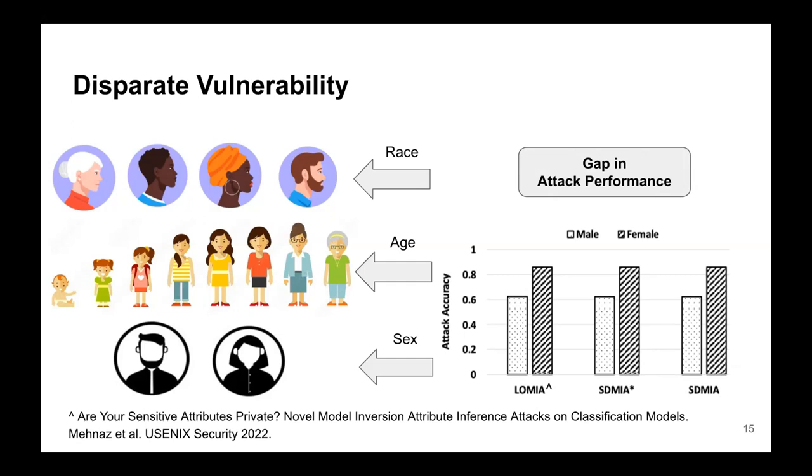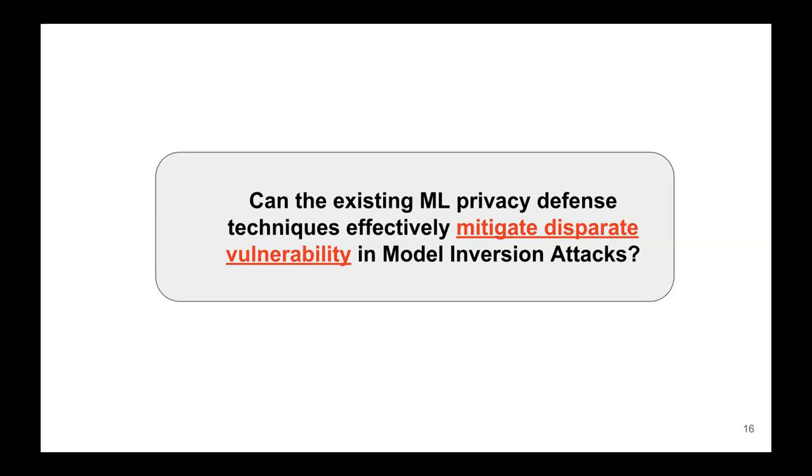We explore it in depth, and we observe that the existing model inversion attacks, like the label-only model inversion attack, and even our proposed attack, have a gap in attack performance depending on the subgroups. So we perform an in-depth analysis of this disparate vulnerability in model inversion attacks. Here we investigate the research question: if we apply the existing privacy defense techniques to the model inversion attack, are they able to mitigate the disparate vulnerability in model inversion?